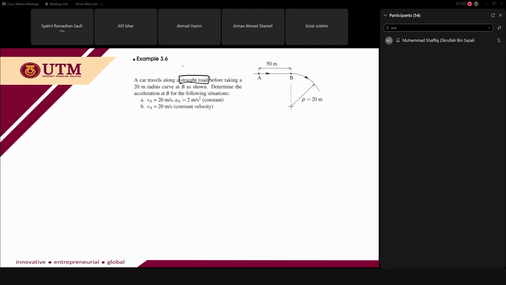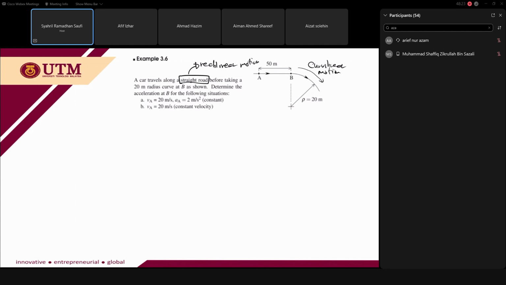Straight road means rectilinear motion, which you learned in the previous chapter. So from A to B is a rectilinear motion. Then it's taking a bend, a 20-meter radius curve at B. So from point B, the car starts to move in a curvilinear motion.